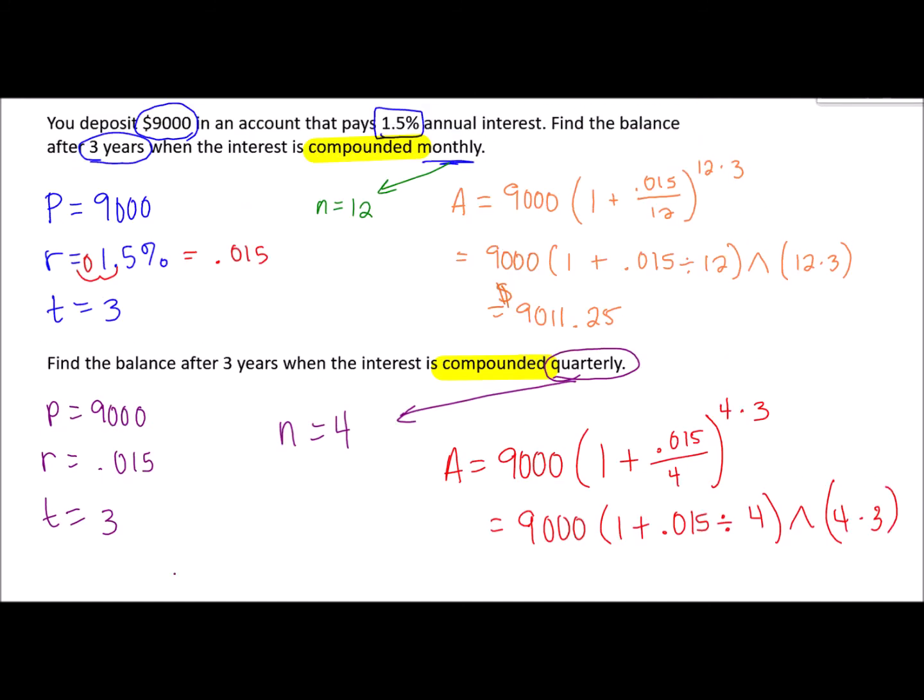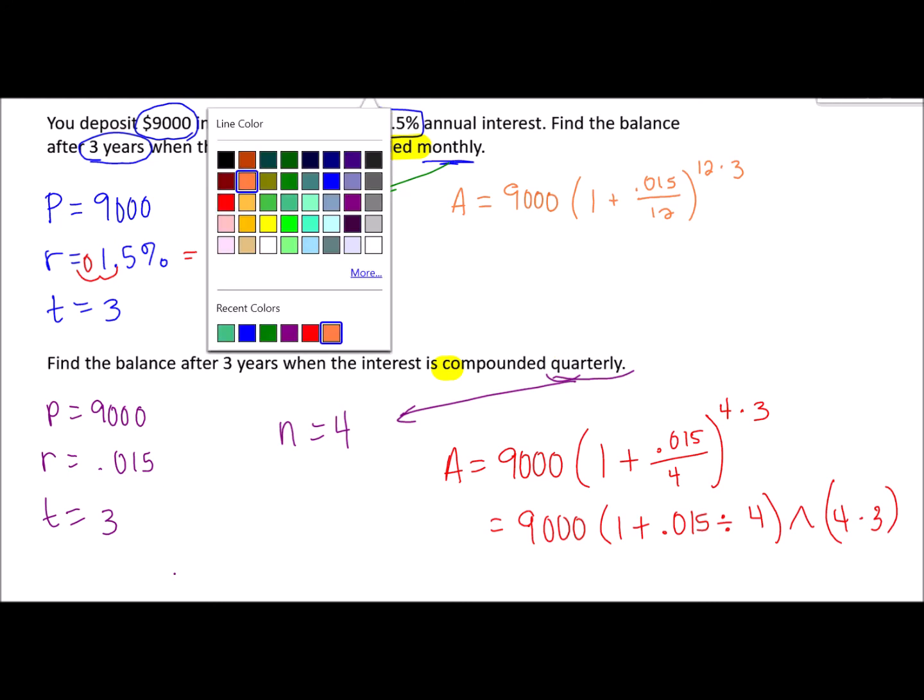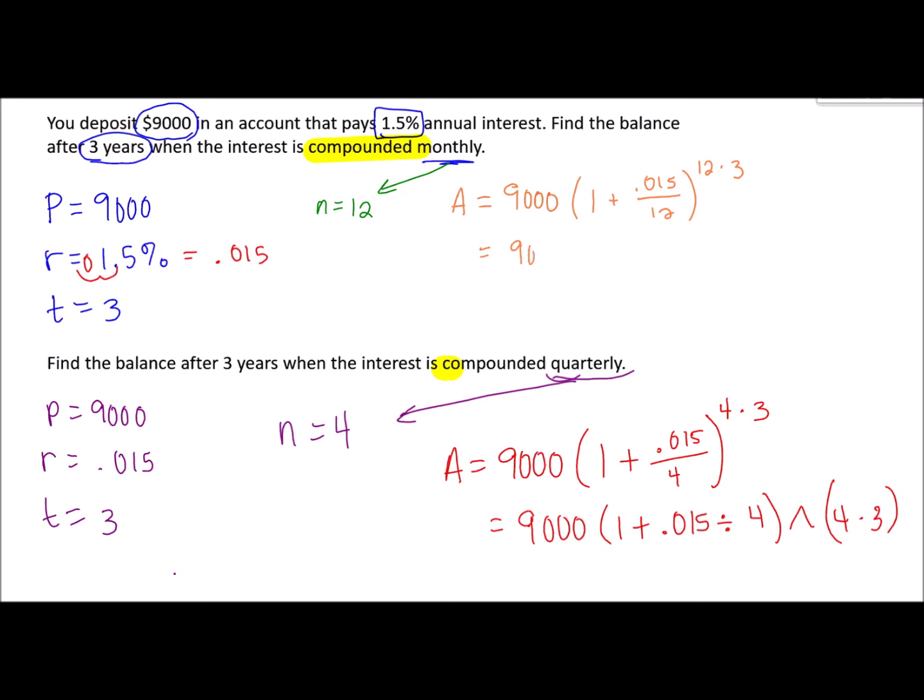Uh-oh. Guess what? I calculated wrong up here. I forgot about the power. I didn't even do the 12 times thing, so I gotta back up. See, nobody's perfect. I was just seeing if you were paying attention. 1 plus 0.015 divided by 12, caret 12 times 3. I think that's the part that I messed up on. So I think we should get a bigger number. Okay, now I get 9,413.99. That seems a little better.